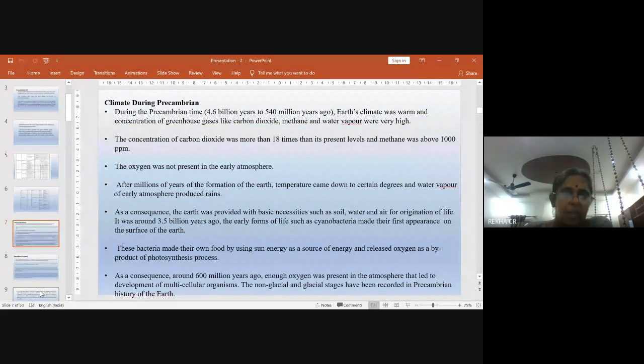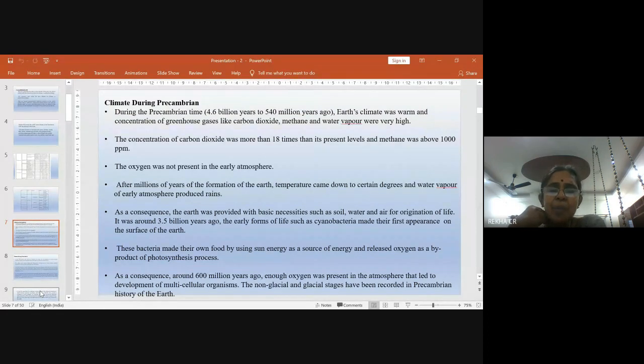Basically, you have the climate during Precambrian. Precambrian time is 4.6 billion years to 540 million years ago. During this time, the Earth's climate was warm, and the greenhouse gases like carbon dioxide, methane, and water vapor were very high. The concentration of carbon dioxide was more than 18 times its present levels, and methane was about 1000 ppm. Oxygen was not present in the early atmosphere.